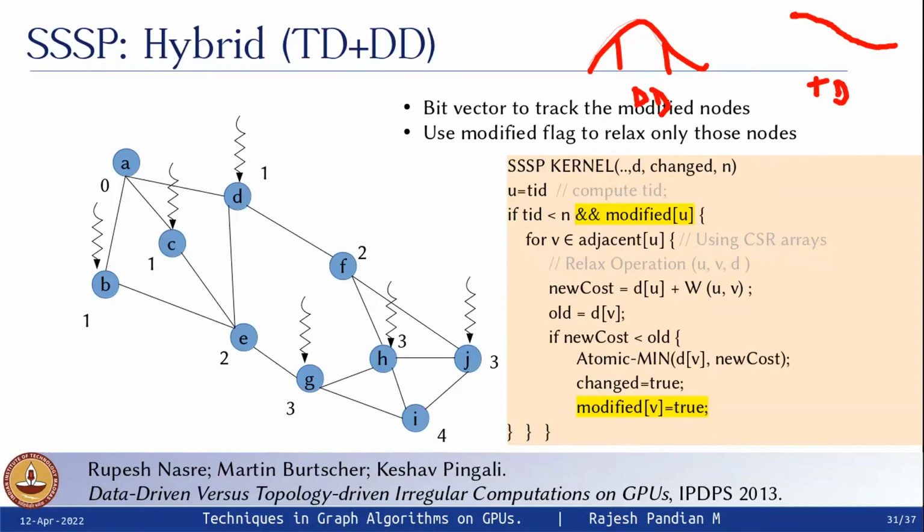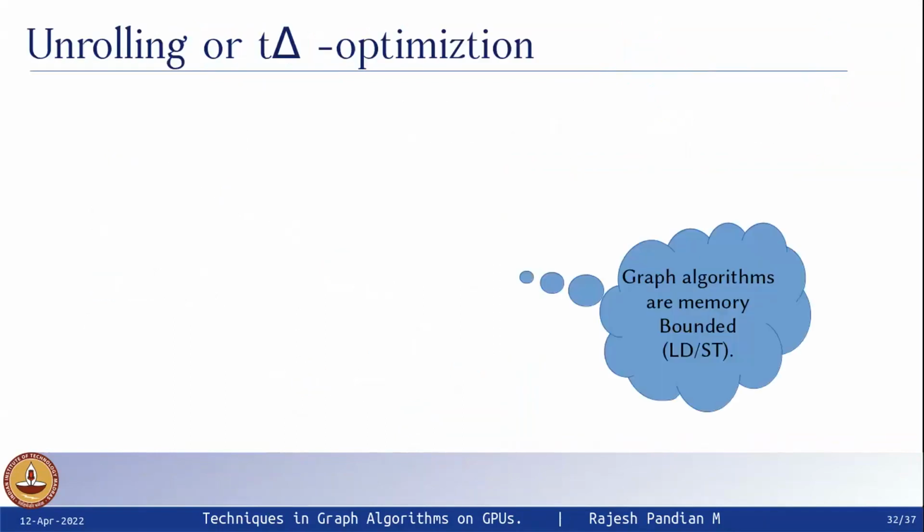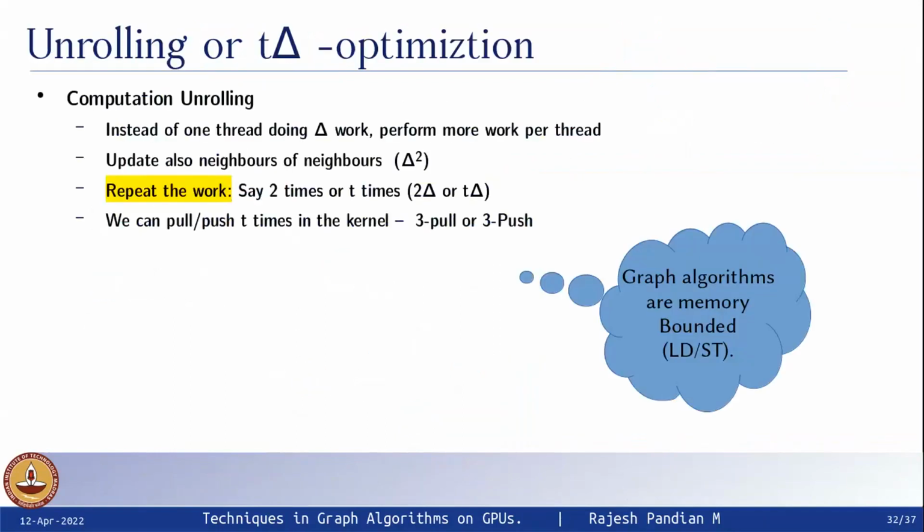Okay, for some reason my slide is slow. Okay, so we are moving on to a different technique, which is called unrolling, or which we call the T delta optimization.